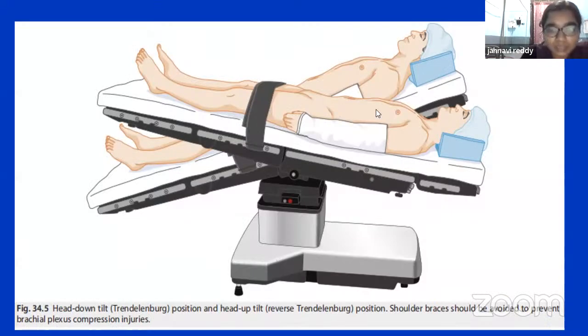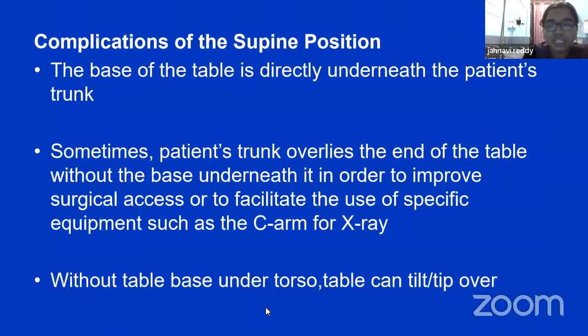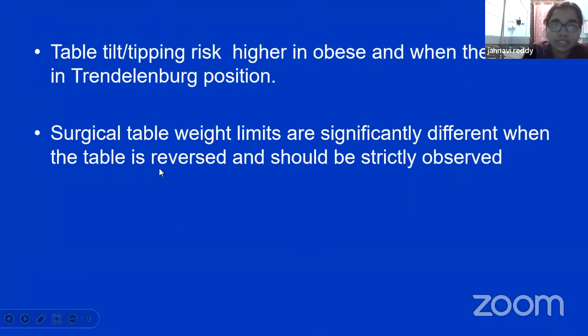So in this slide, I am showing that the base of the table here is the weight bearing area, but in some cases, when they want to use this C-arm, they'll insert it here, so they'll put the weight bearing sides here, and without the table base under the torso, the patient table can tilt or tip over. Table tilt or tipping risk is higher in obese patients when the table is in Trendelenburg position. Surgical table weight limits are significantly different. So when we are in Trendelenburg or reverse Trendelenburg position, we should strictly observe the patient positioning and patient movement so that we can prevent the patient from slipping from the table.